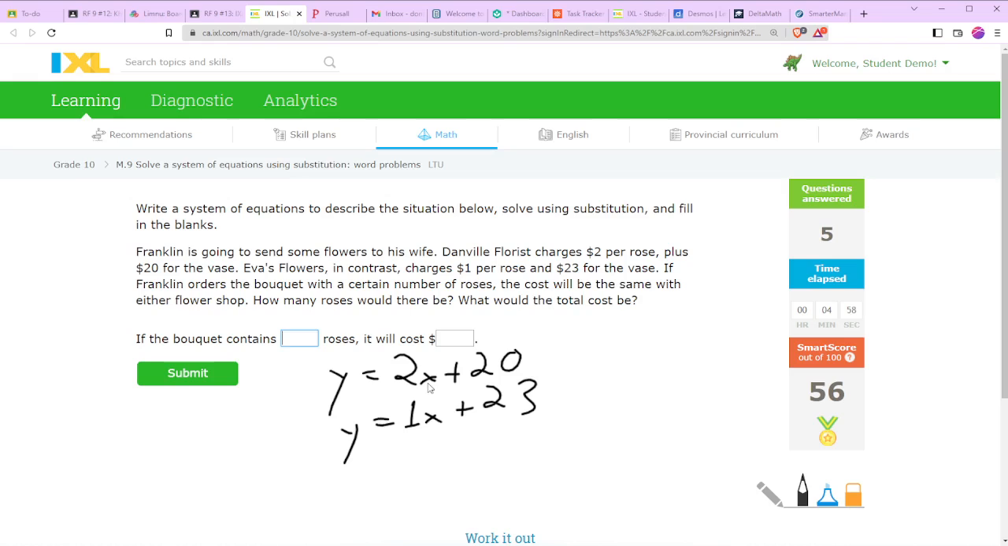So that would be, let's see, we will equate the two. So 2x plus 20 is x plus 23. We move the x and the 20 across, and we have x equals 3. So if the bouquet contains 3 roses, well, first of all, I would question whether we can even call it a bouquet, but second, the total is $26.